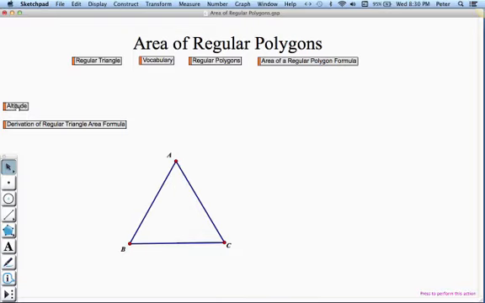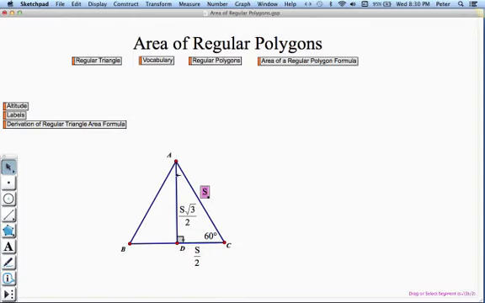Now if I draw an altitude, that will turn this regular triangle into two 30, 60, 90 triangles. Now, all semester, we have said that one of the sides was 2A. Well, I'm going to rename it for the purpose of this example, and we're going to say that each side of the regular triangle is S.